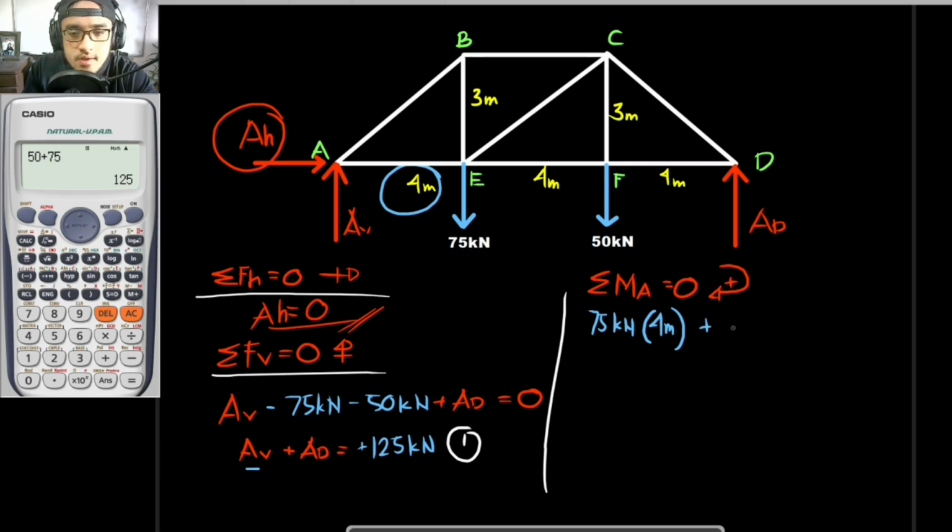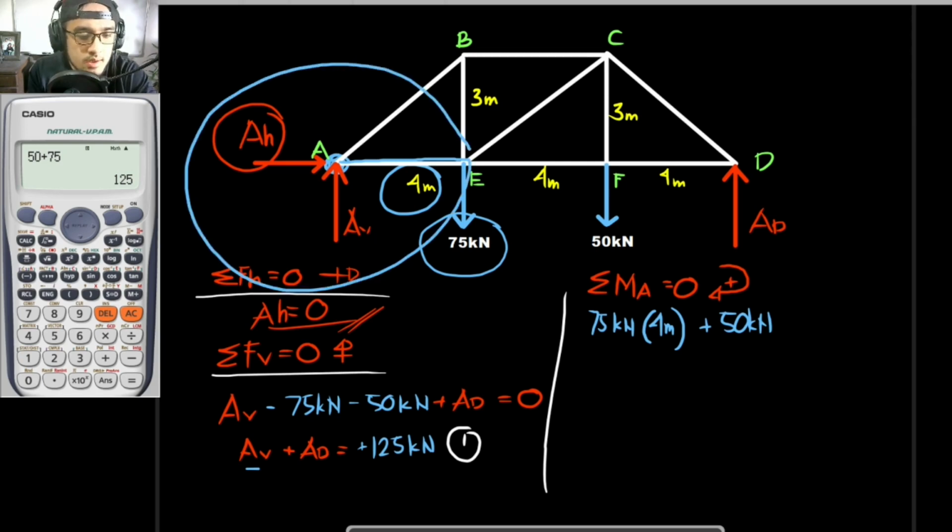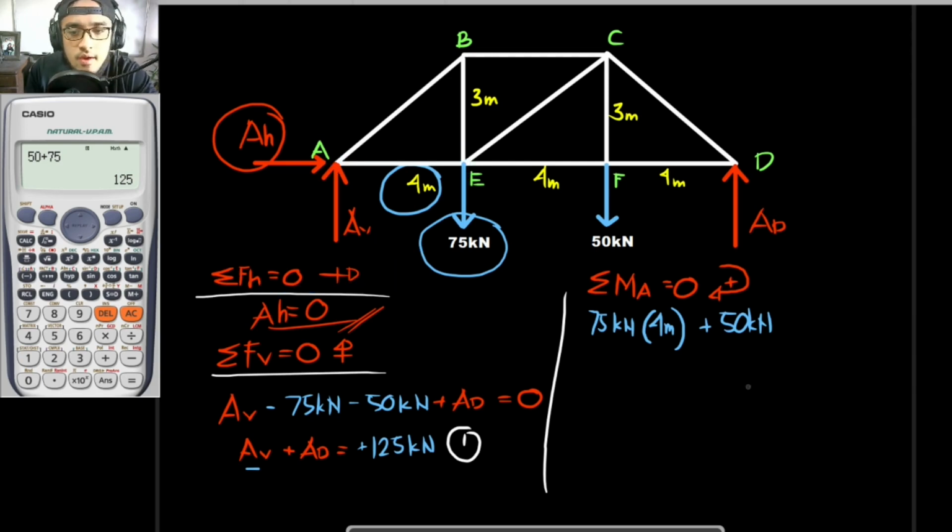So plus 50 kilonewtons. And by the way guys, both of these are positive since it would give a clockwise moment if you would be fixing this point right here. So if this is to be your point, this is to be your lever arm, it would turn in this manner. So there, 50 kilonewtons times what would be the lever arm of 50 kilonewtons, that is to be 4 meters plus 4 meters. So 8 meters.